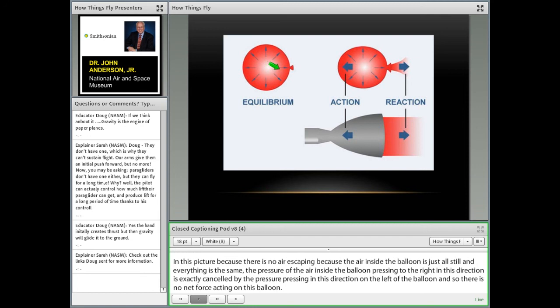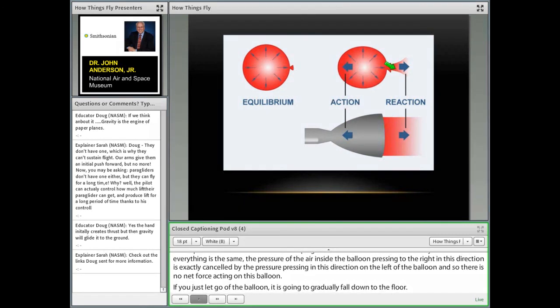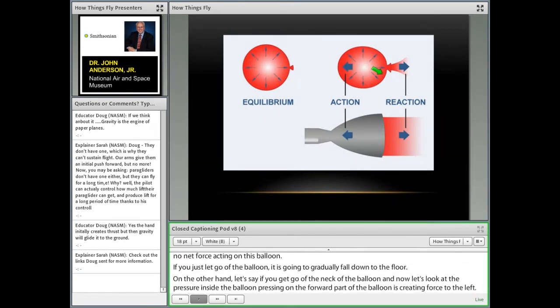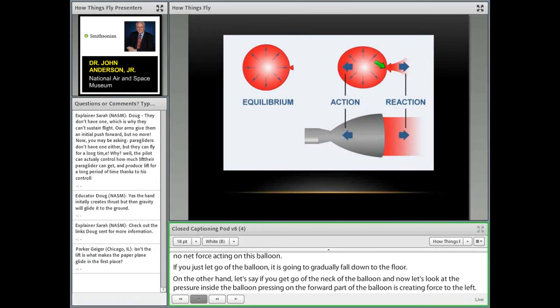On the other hand, let's say you let go of the neck of the balloon. Here's a picture where suddenly you've let go of the neck. Now let's look at the pressure inside the balloon pressing on the forward part of the balloon, which is creating force to the left. The pressure inside the balloon exerted on the back of the balloon is creating a force towards the right. However, there's this little hole in here where you have opened up the neck.